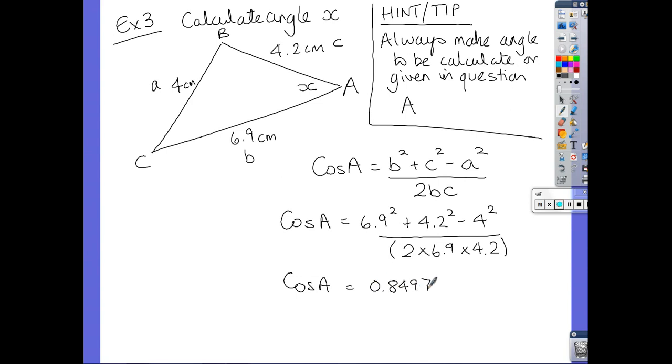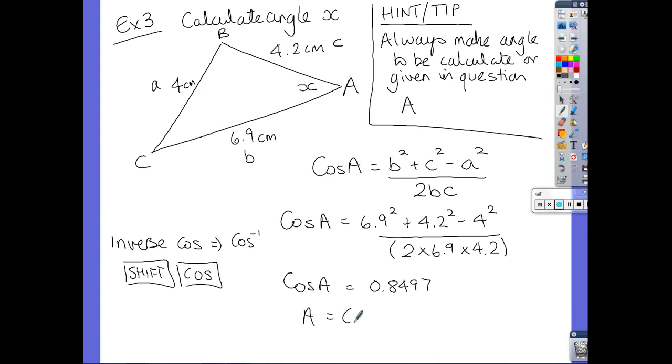When we calculate that, we end up with 0.8497. And again, similar to the sine rule and your basic trigonometry, we must take the inverse here. So we need inverse cos this time. So that would be cos to the minus 1. We press shift on our calculator, followed by the cos button this time. So A would be cos to the minus 1 of 0.8497.